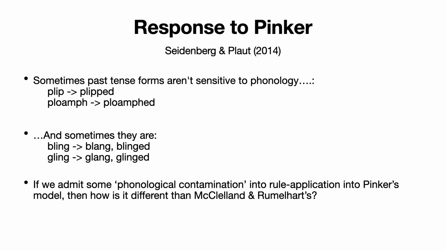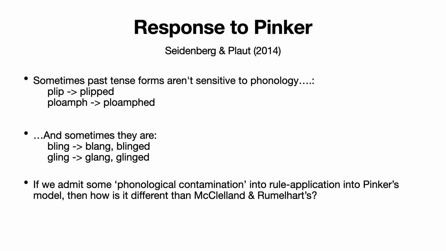If you give a human a verb like plip or plomph, you're going to get the past tense form plipped and plomphed if they know English, right? Those forms are going to get the regular form. But as we already saw, if you give someone the verb form bling or gling, you might get blinged, you might get glinged, but you might get blang or blung, and you might get glang or glung, right? That's actually very hard for Pinker to explain.